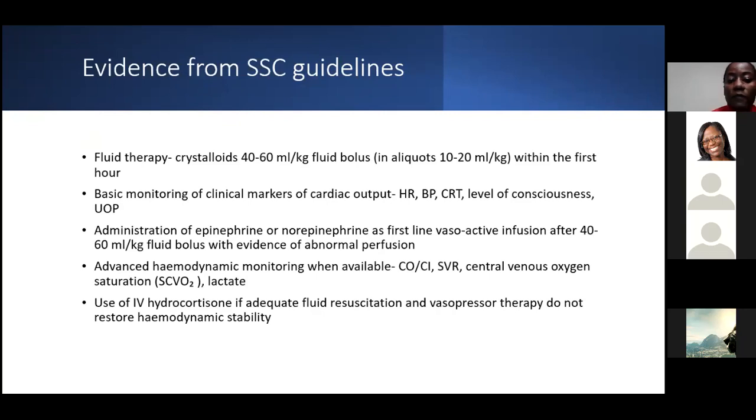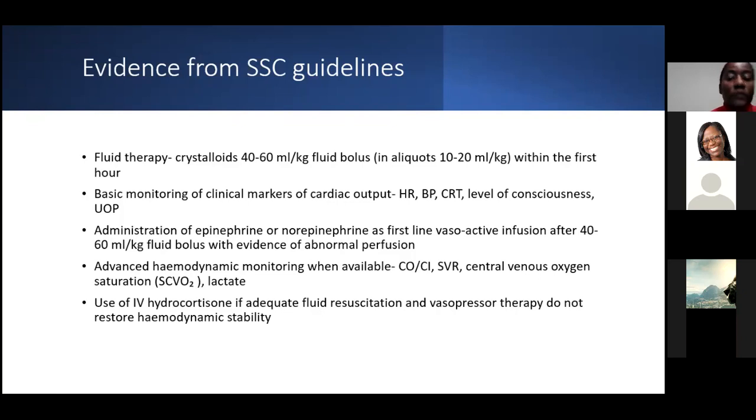Usually when you're faced with such a patient, you want to start your fluid therapy. That's the first thing to do. And the recommendation is use of balanced crystalloids, 40 to 60 mils per kg fluid bolus within the first hour, in aliquots of 10 to 20 mils per kg. Usually by the time you're getting to 40 mils per kg and you don't see any improvement in your clinical markers of cardiac output, which would be your heart rate, your blood pressure, your capillary refill time, level of consciousness, and urine output, then at that point we're getting in trouble, and now we're talking of the concept of fluid refractory shock.